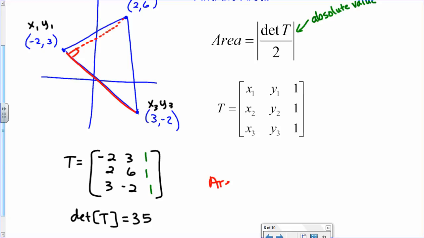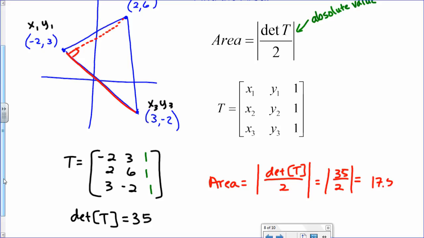So then my area is the determinant of T divided by 2. So 35 divided by 2, which is already positive. And I don't care, you're just dividing by 2, so if you write it as a decimal, that's fine. 17.5. And then we're talking about area, so let's be technical. Square units.